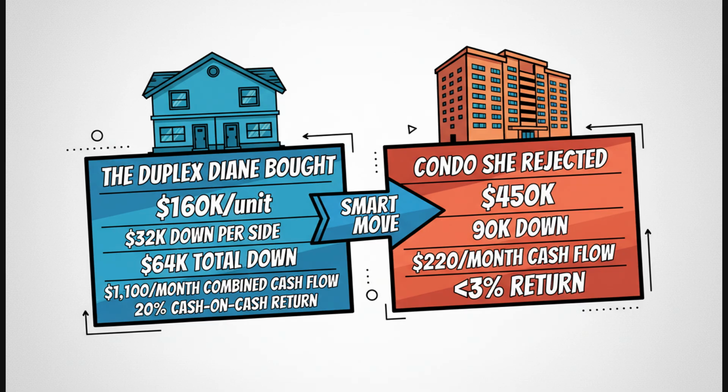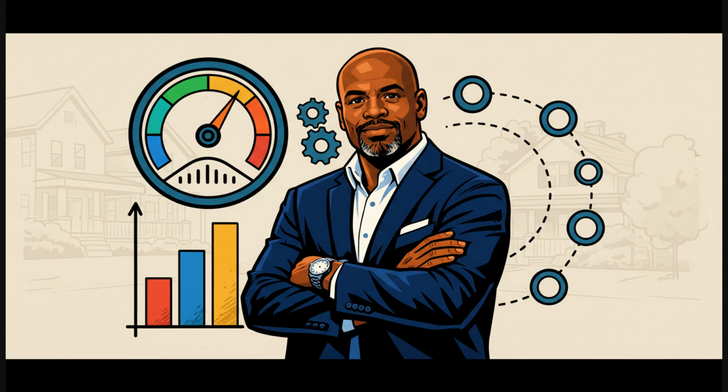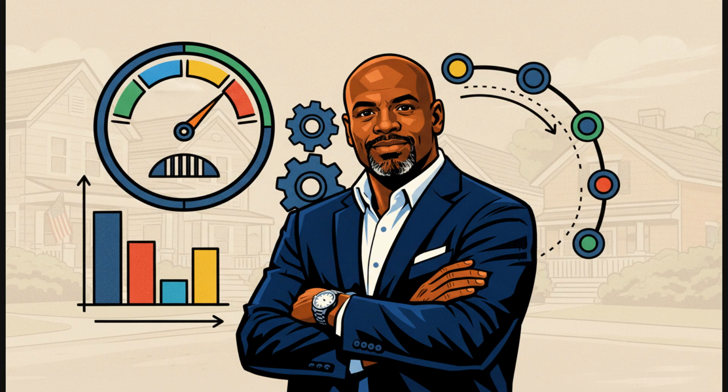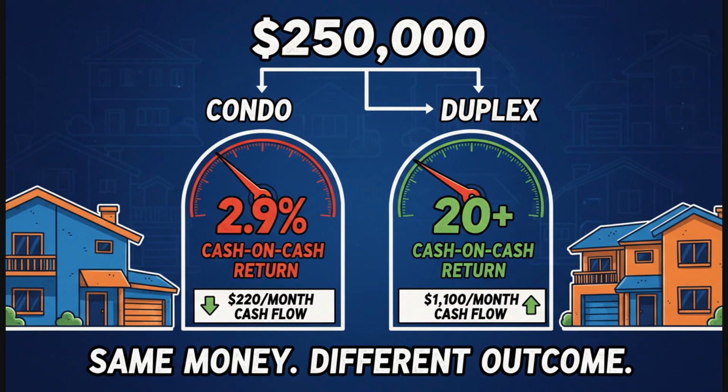The duplex Diane bought. That property is now worth 40% more than she paid. Her cash flow has increased. Her equity is growing. And she started with the same $250,000 she almost put into a condo that would have returned less than 3% annually.